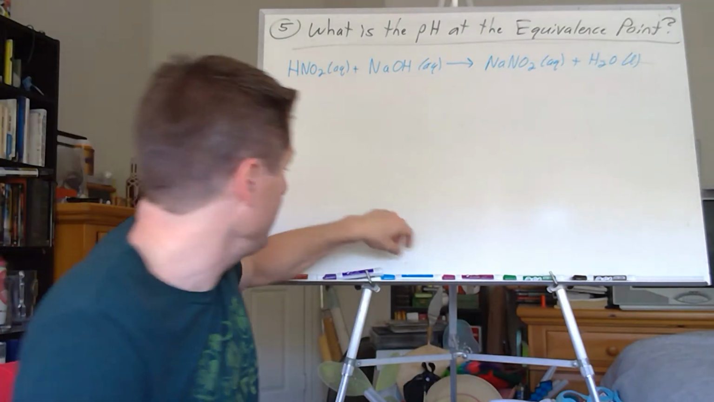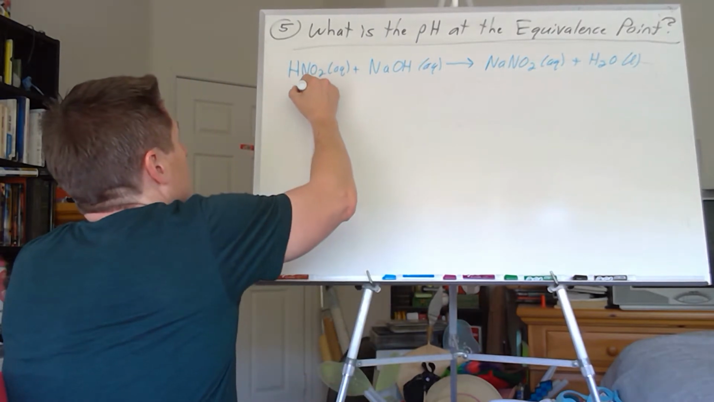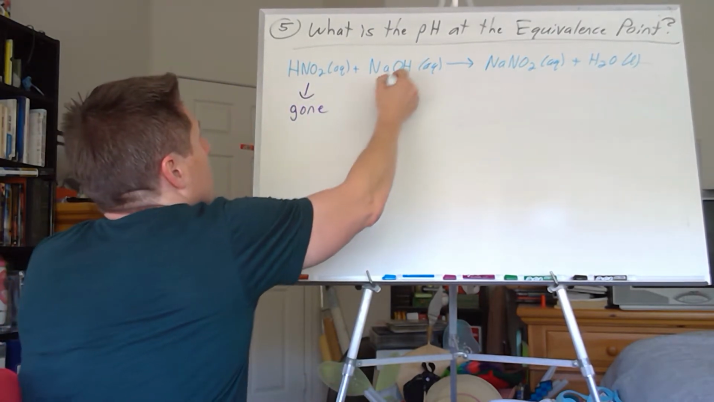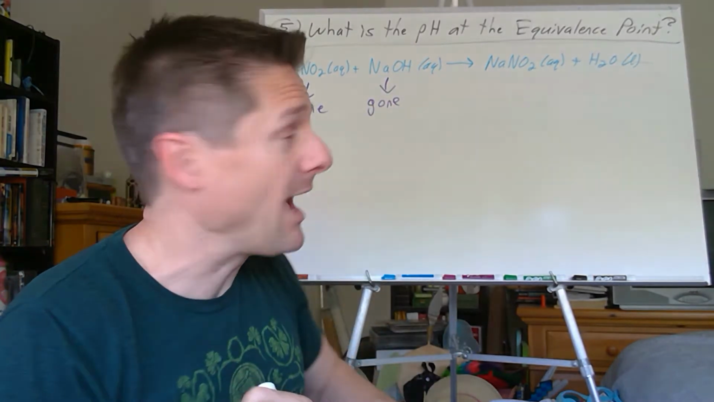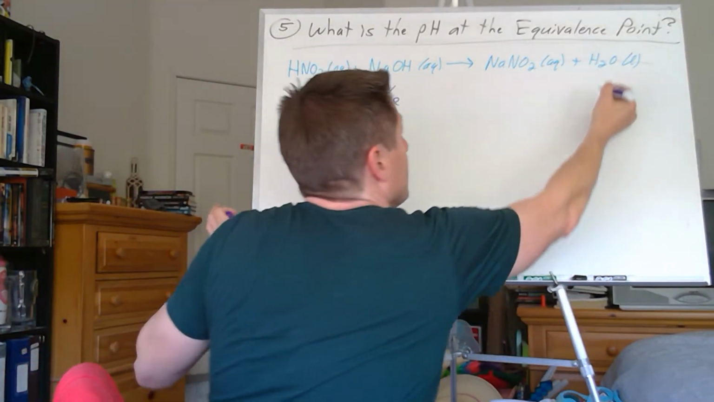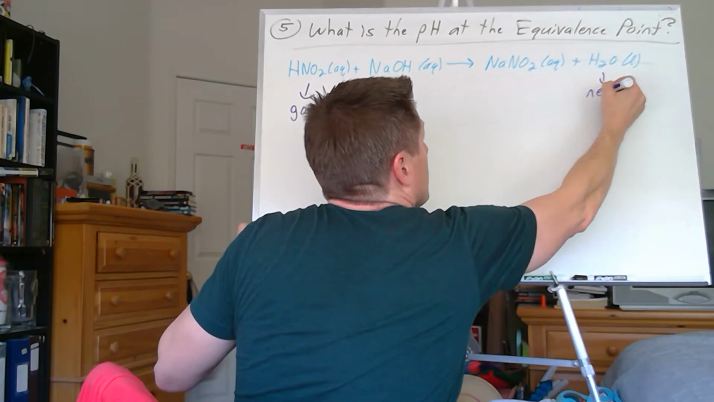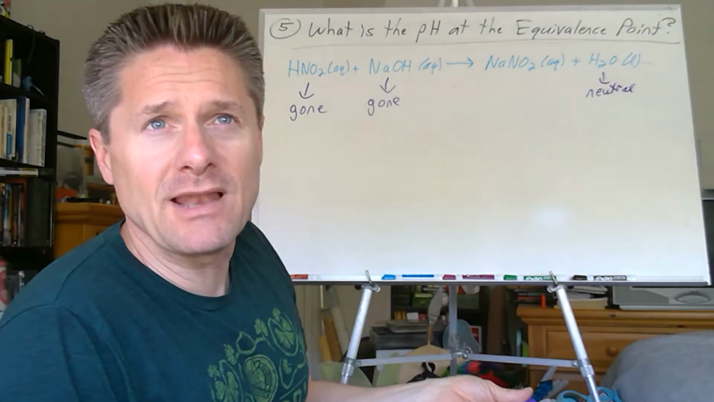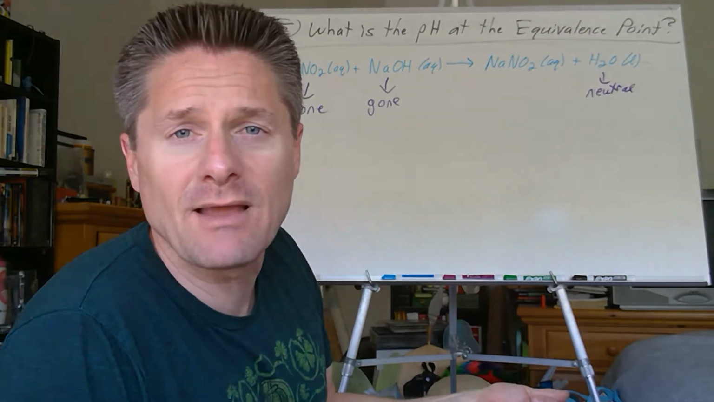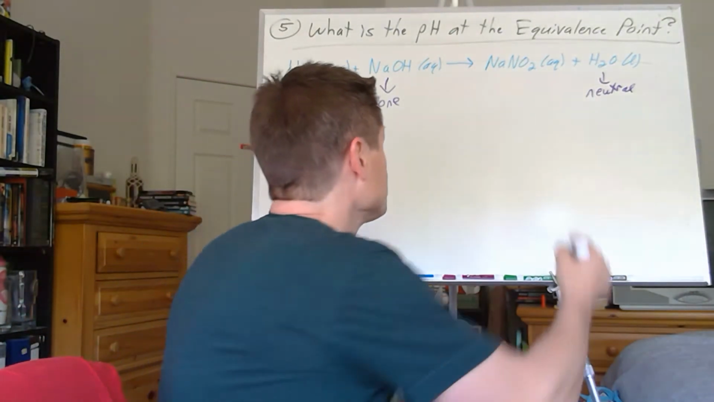So there'll be none of this left. So that'll be gone. That'll be gone. Right? They get wiped out. We're going to form these. So this we know is neutral. We don't have to worry about that. That gives a hydronium of 10 to the minus 7, so we can ignore that.